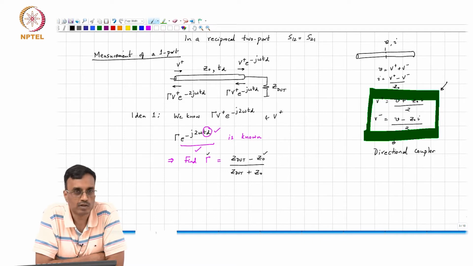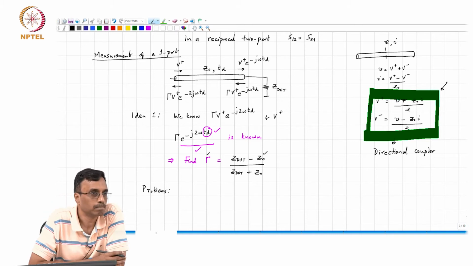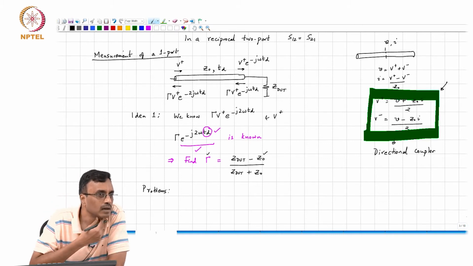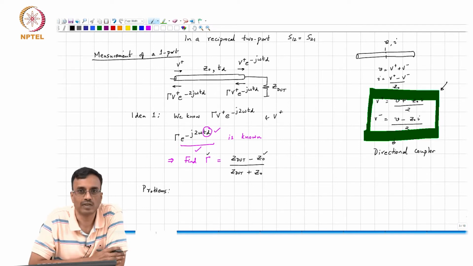Well, what are the problems with this approach? Pardon? I can't hear you. He is saying you are sloppy and you don't make the measurement properly. Yes, of course, if you don't measure properly, nothing will be correct. But the assumption is that either you do it properly or you hire somebody to do it properly.